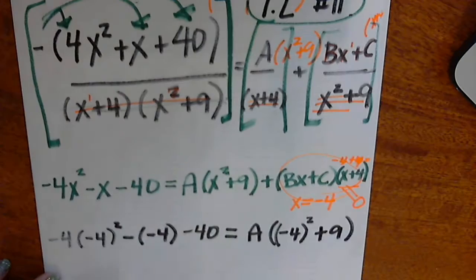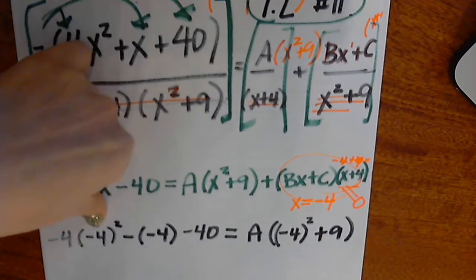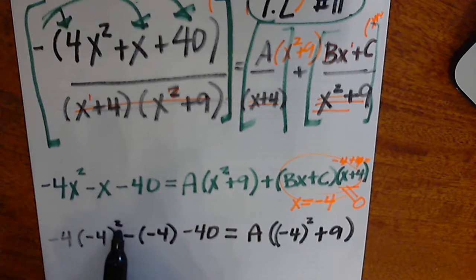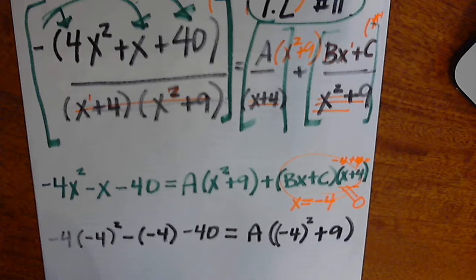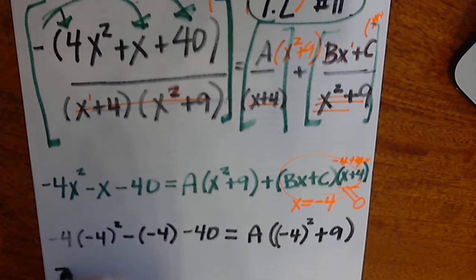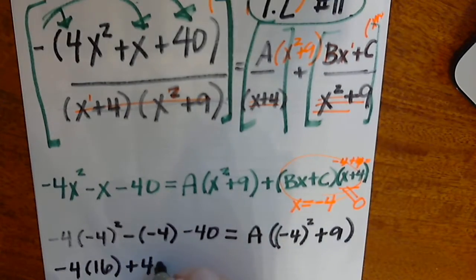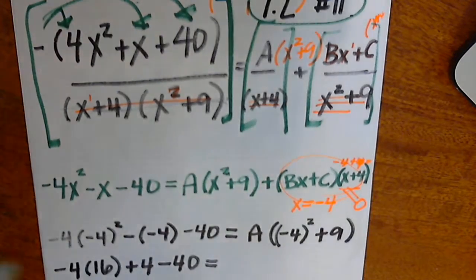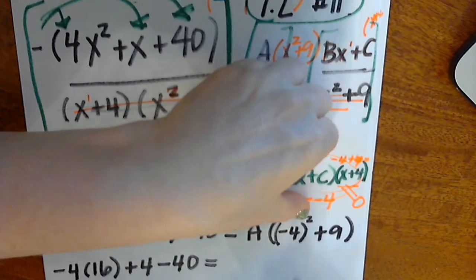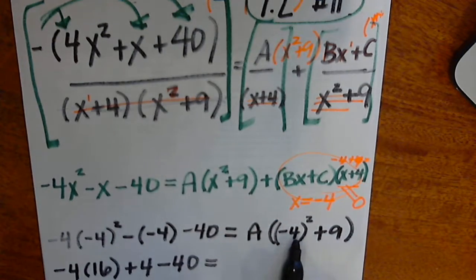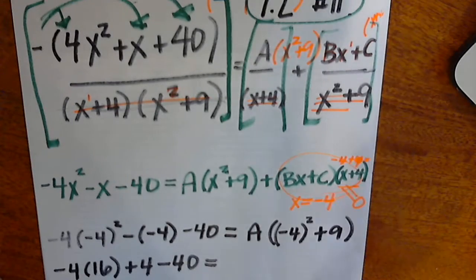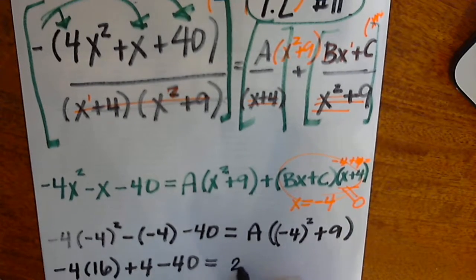All this is 0, so don't need to worry about that. A -4 squared is a positive 16, so we have a -4 times 16 plus 4 minus 40 equals a -4 squared here, that's a positive 16 plus 9, so that's going to be 25.